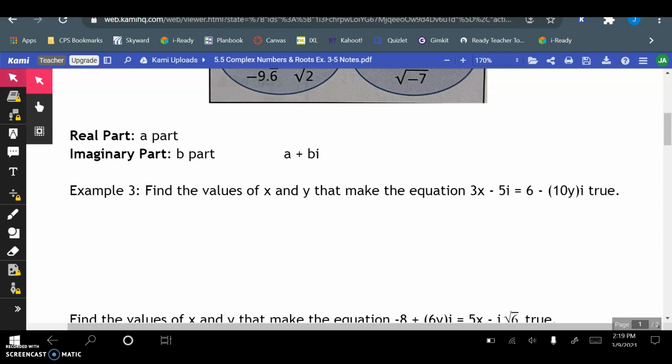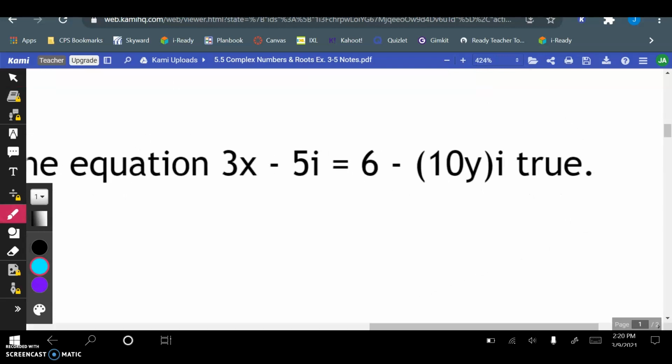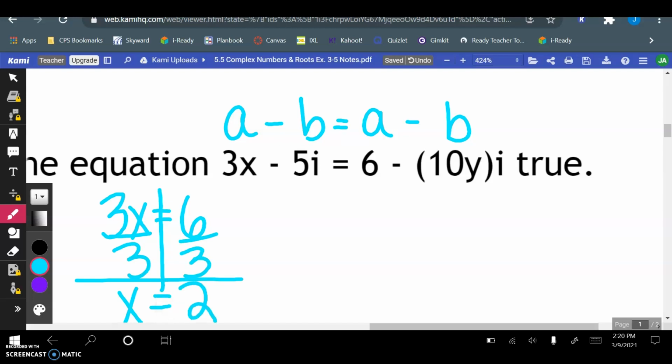What we're going to do is break this up into two different equations. We are going to take the two real parts of this. So remember, this is a, and it would be a minus here, b, and this one is a minus b as well. So we're going to take the two a values, the 3x and the 6, and set them equal to each other. So we would divide by 3 and have x is 2. Now we're going to do the same thing with the imaginary parts, only we're going to leave the i's out because i is the same value on both sides.